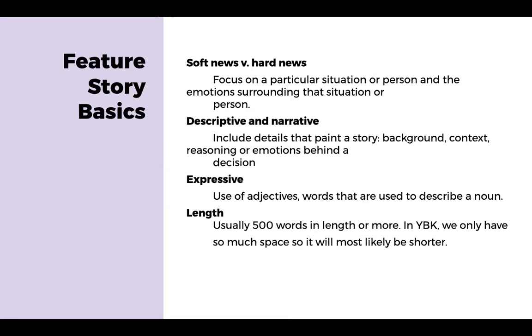Donald Trump said this is going to happen, some kind of stimulus bill for our country. Great. Okay, that's a fact. But give me some of those emotions behind that decision, why this is happening, who is it affecting, how is it affecting them? That is going to give me a good feature story. It's also very expressive, lots of adjectives, and the length is 500 words or more. In yearbook, probably is shorter.